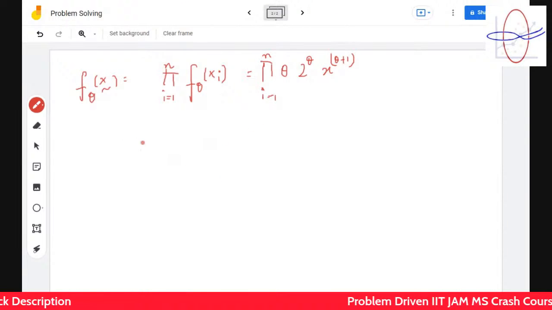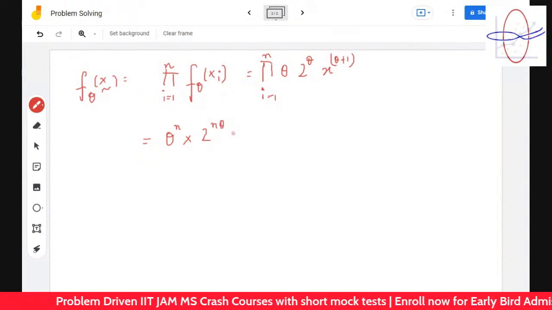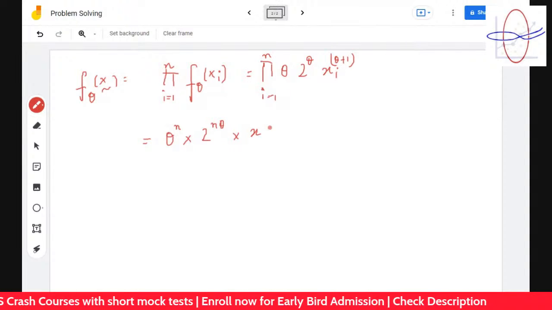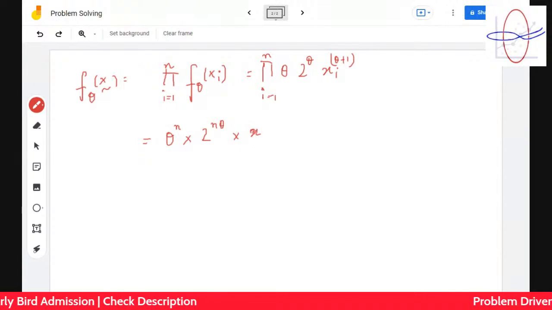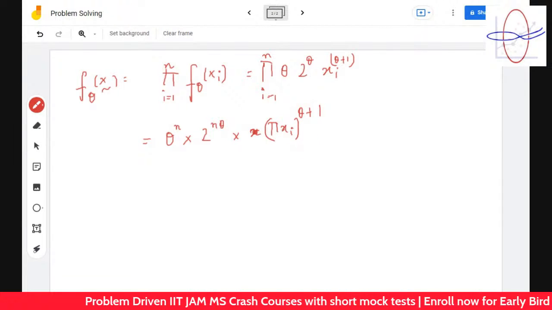So we have 3 to the power n times 2 to the power n theta times the product of xi, whole to the power theta plus 1. Is it fine with you guys? Is the whole thing fine?